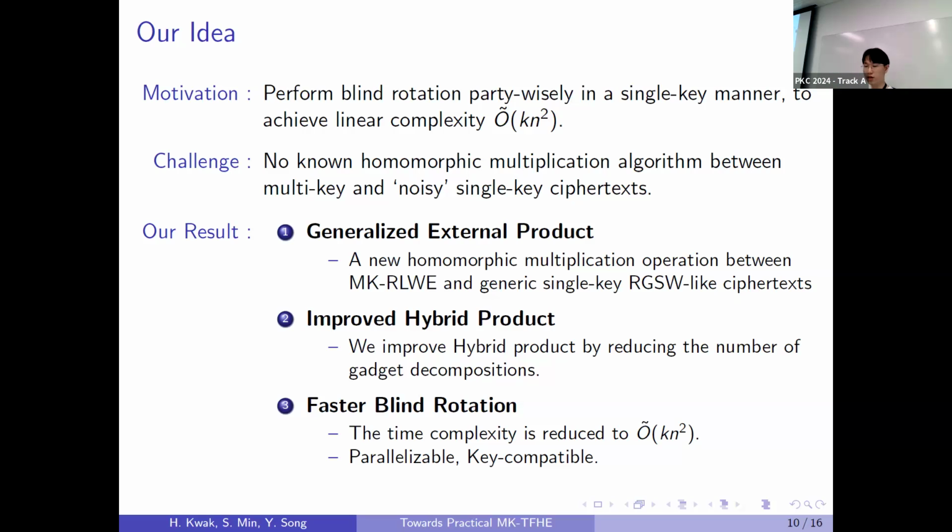But the challenging part is that there is no non-homomorphic multiplication algorithm between a multi-key ciphertext and a noisy, in other words not fresh, single key ciphertext. If we perform blind rotation party-wise, then it will never be fresh anymore. So we need a new algorithm that can multiply a multi-key ciphertext and a noisy single key ciphertext. So we constructed a new algorithm called the generalized external product, which can compute a multiplication between a multi-key ciphertext and a not fresh generic single key ciphertext. And so we can construct a new faster blind rotation algorithm with time complexity O(kn squared).